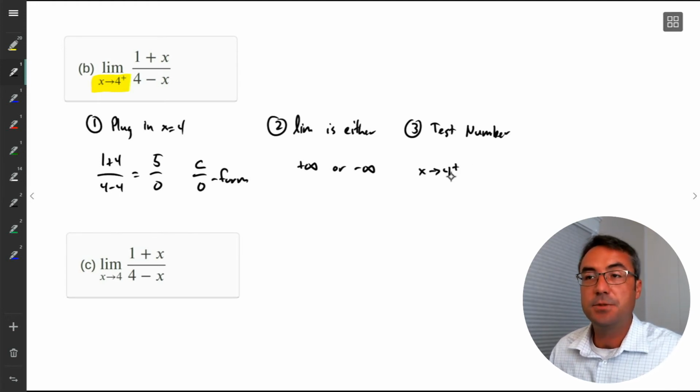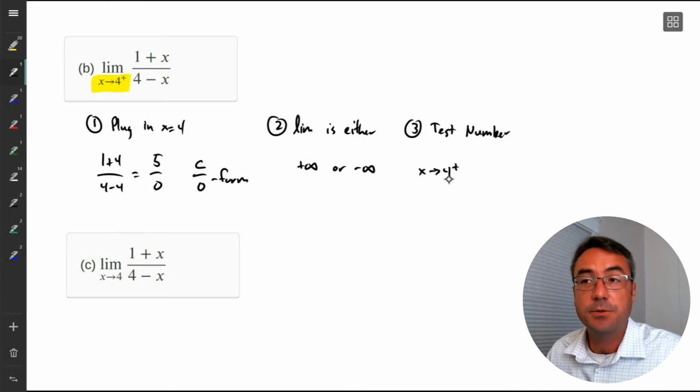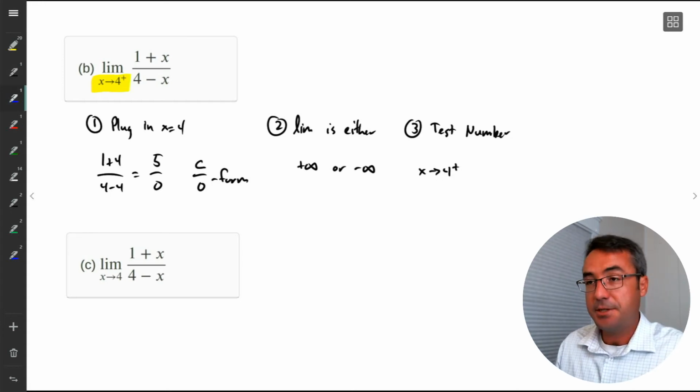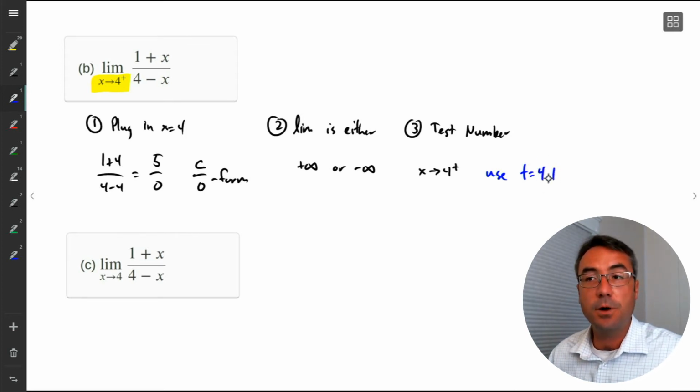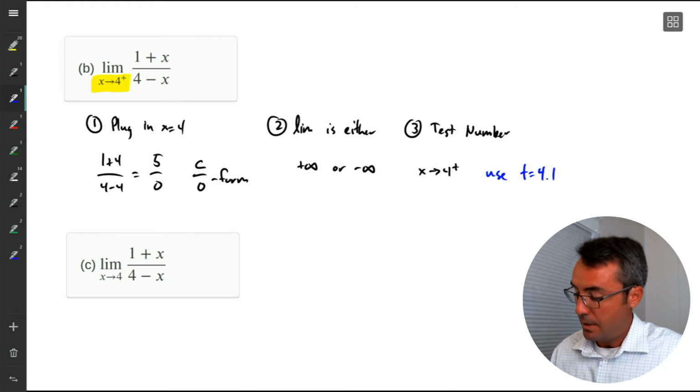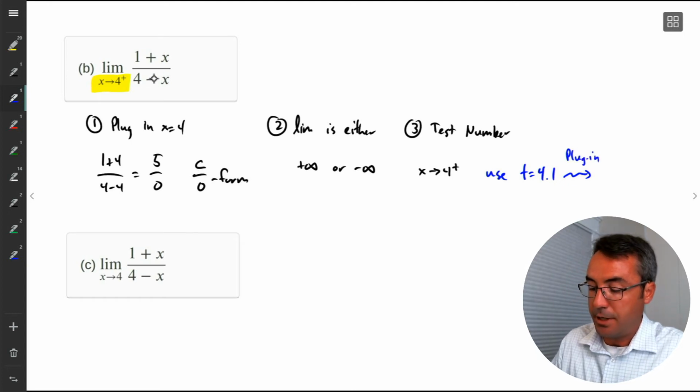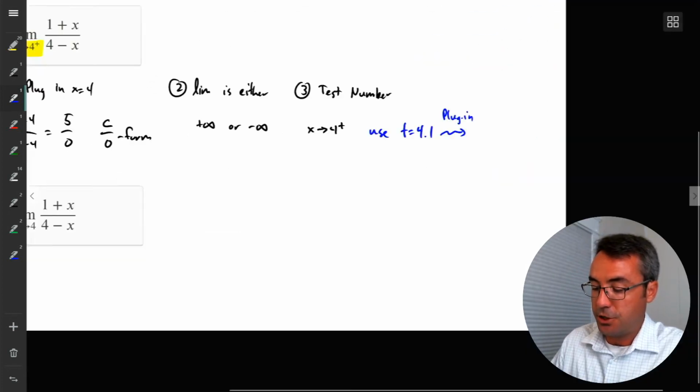So what that means is our input values are getting closer and closer to 4, but they're slightly bigger. Just think of the plus, it's slightly bigger. We've added a little bit more in. So a test number has to be on the right side of 4. So we might use, as our test number, 4.1. It's close to 4, but it's slightly bigger. We've added a little bit more on there. We plug it in, plug into just the original function there.